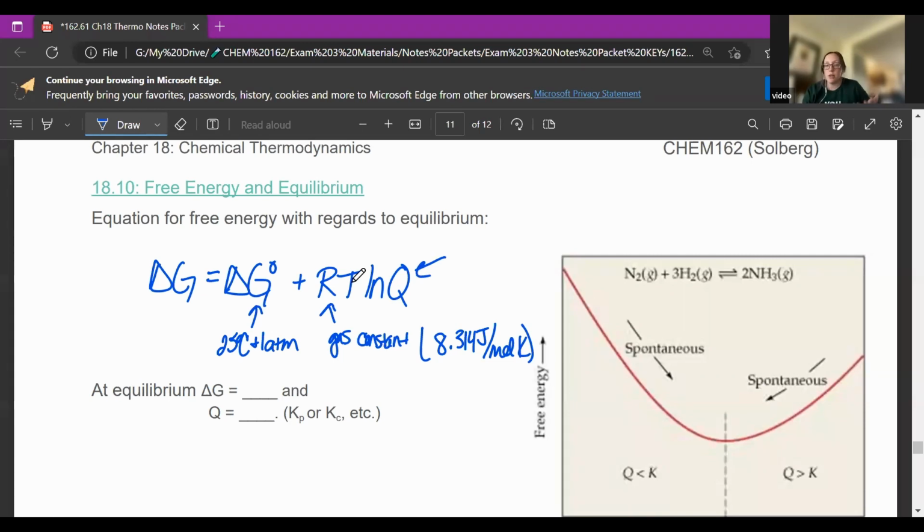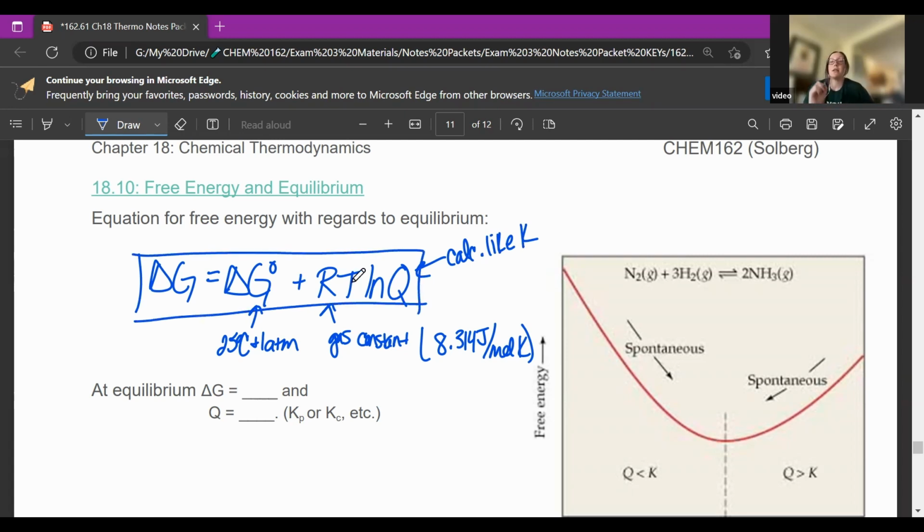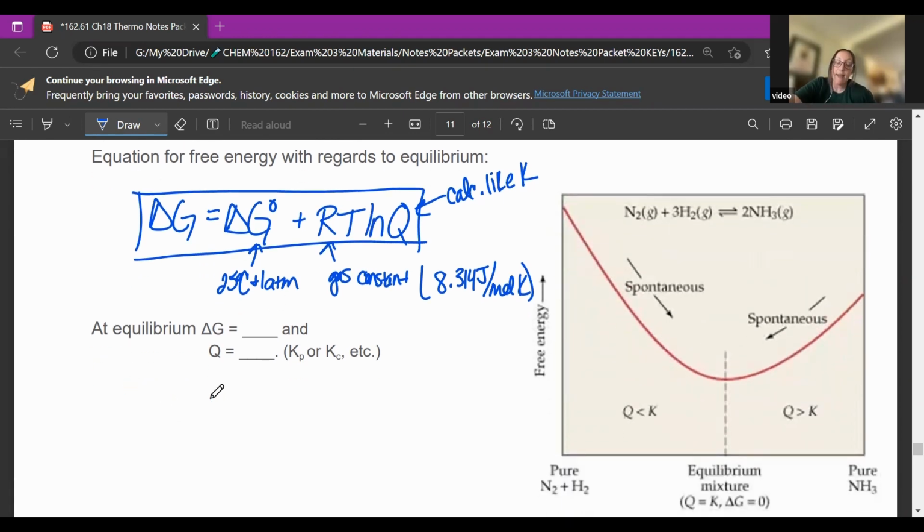Q is how we calculate the equilibrium constant, but maybe we're not at equilibrium yet. So remember, you calculate it like K. This is how we find if something is going to be thermodynamically favored or not at any given temperature, whether we're at 25 degrees Celsius or not. Now, if we were at equilibrium, that would be when Q is K. Q is K at equilibrium, which also means that delta G is going to be 0.